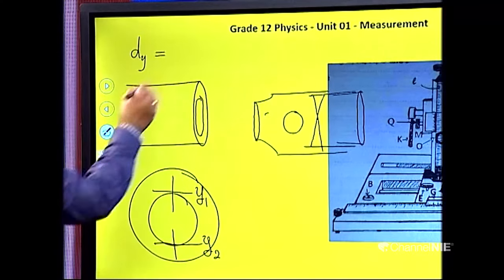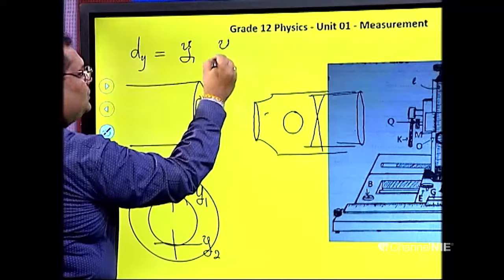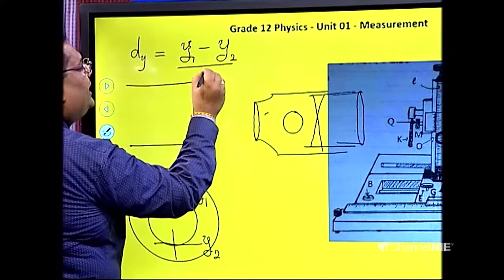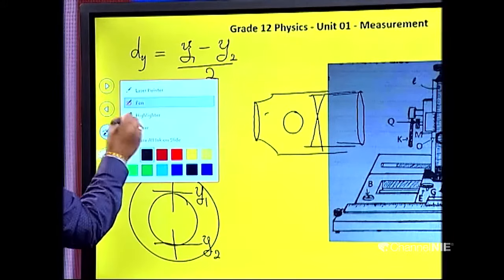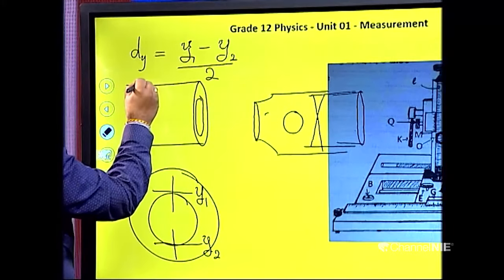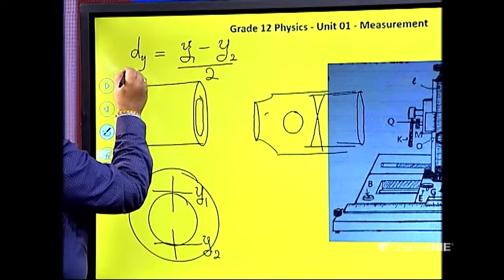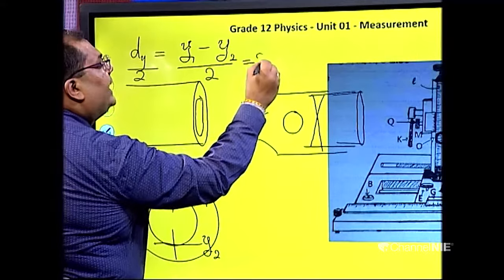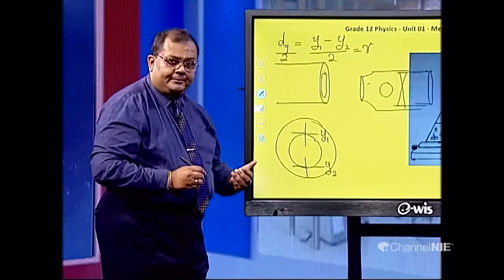Then using the difference of them, y1, y2, the difference divided by 2 is equal to the radius of the capillary tube. Then we took this from the vertical vernier.